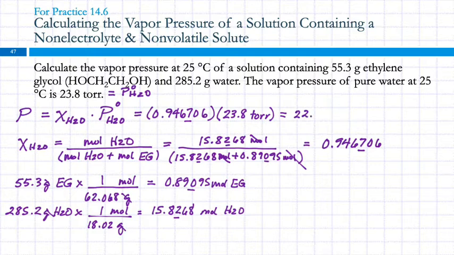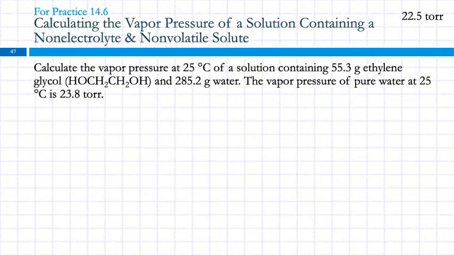So 22.531 torr. So 22.5 torr should be the vapor pressure of this solution. So adding some ethylene glycol reduced the vapor pressure of the water. Any questions? 22.5 torr. So here the answer in the back of the book was in torr.